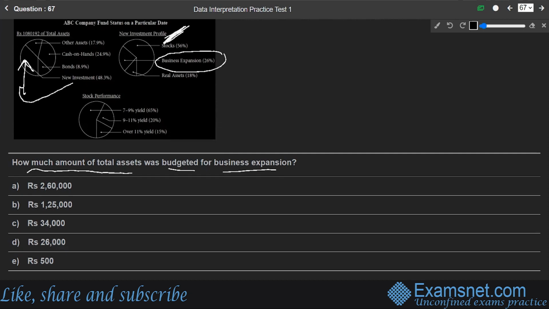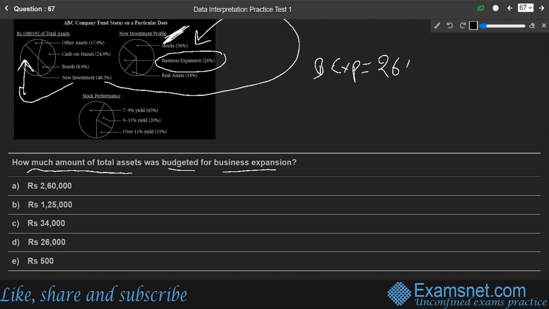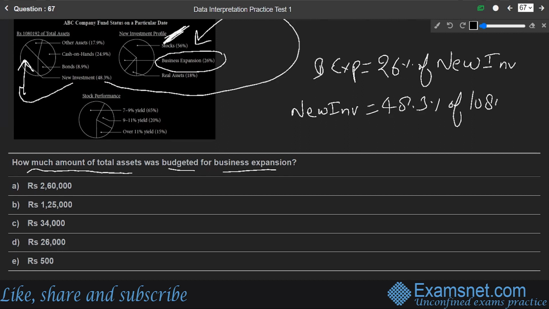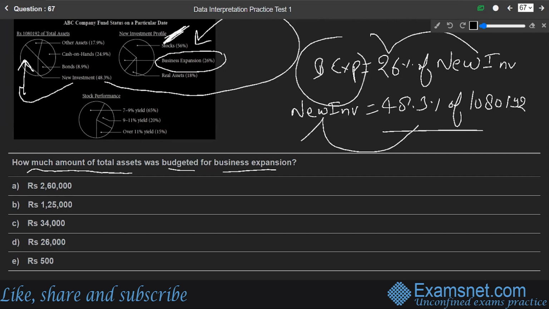So from the very first pie chart, 48.3% is new investment. Out of those 48.3% new investment, 56% has been given to stocks, and so on, 26% for business expansion, and so on. So clearly the business expansion would be receiving 26% of new investment. This is the first thing. Where the new investment itself, if you refer to the first pie chart, is 48.3% of 10 lakh 80,192 rupees. Business expansion is 26% of new investment. New investment is 48.3% of 10 lakh.